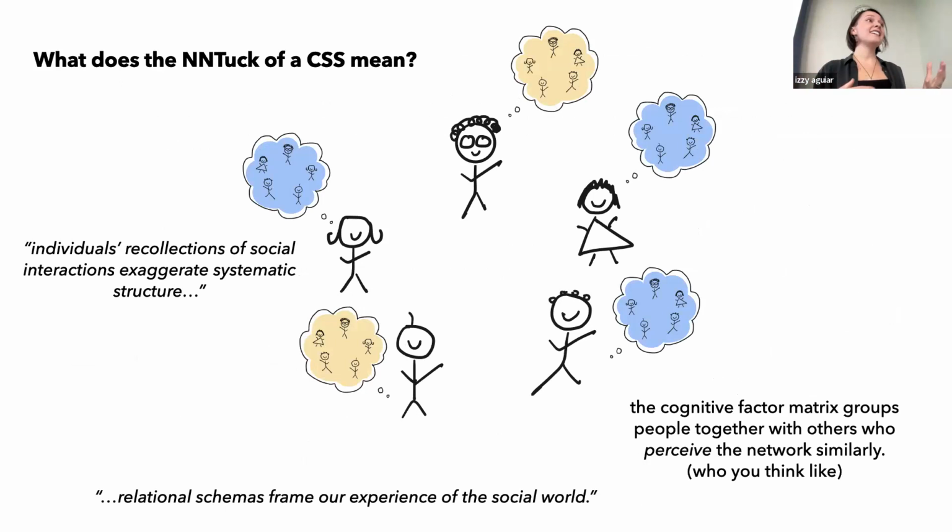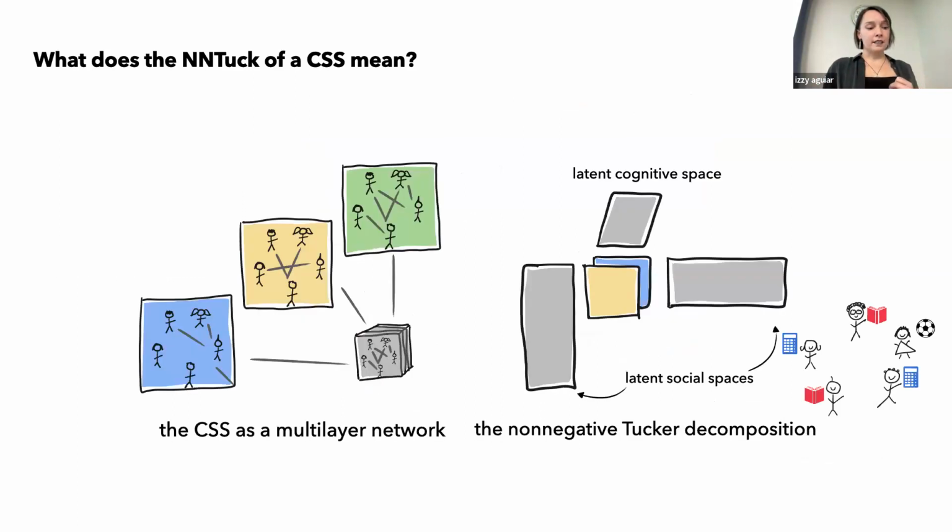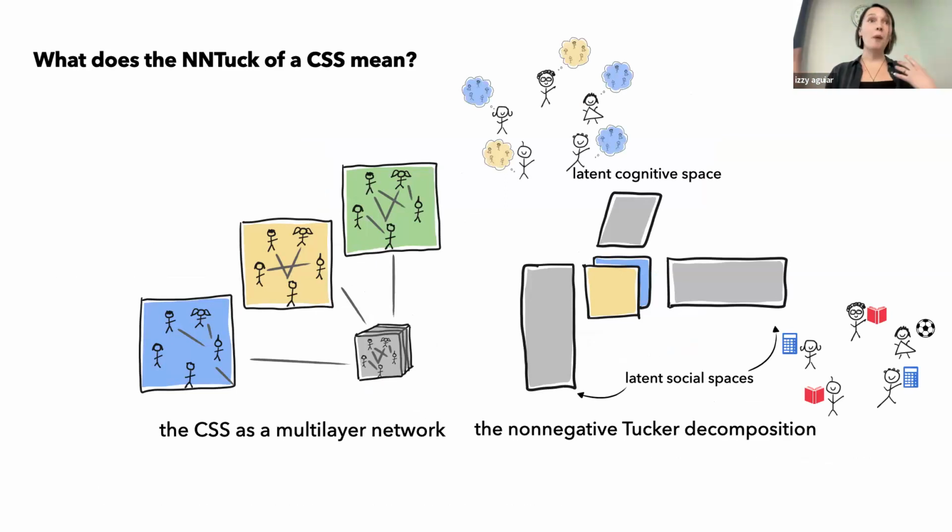So this gives us some more power behind this cognitive factor matrix as grouping together people who think similarly to one another, because we can think of it as identifying people with a shared relational schema. So again, this Y factor matrix can identify people who have these shared relational schema. And in this way, it's also an operationalization of Judith Howard's theory of social cognition.